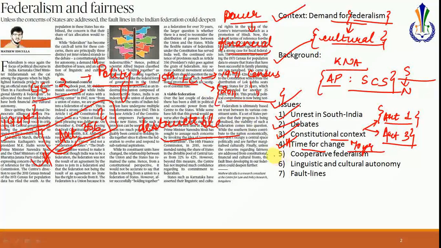Now, in response to these demands, whether or not it is time for a change, the present government came up with the idea of cooperative federalism. This is a concept which has been mooted by Prime Minister Modi himself.